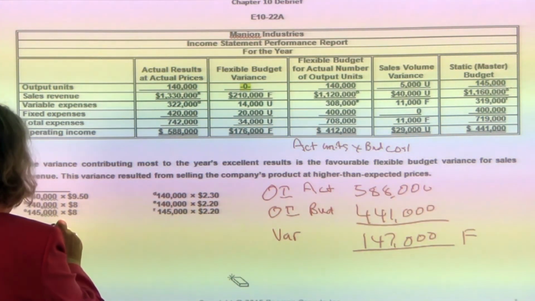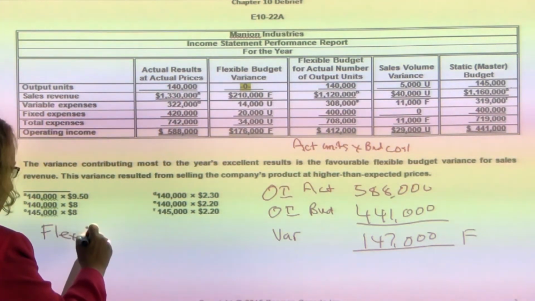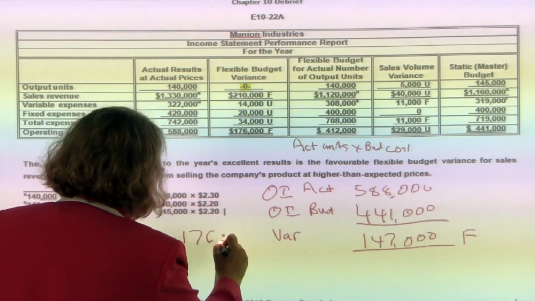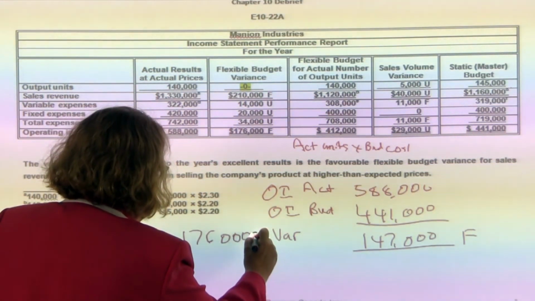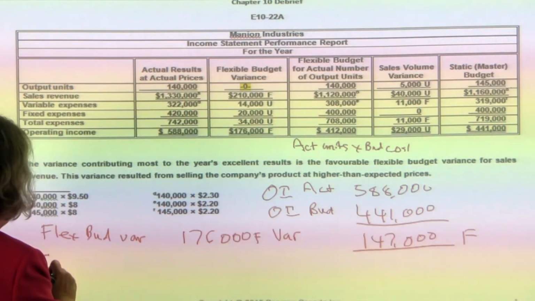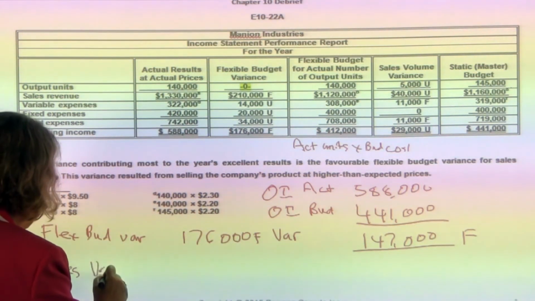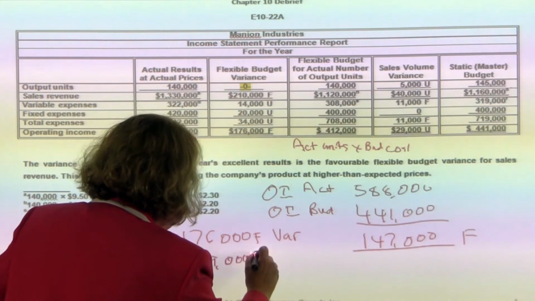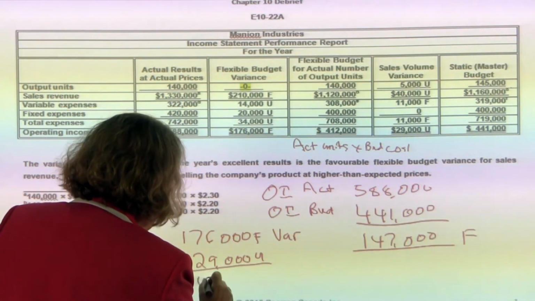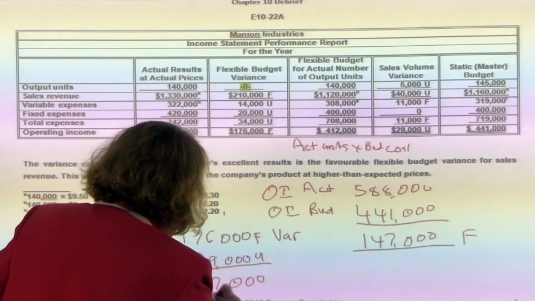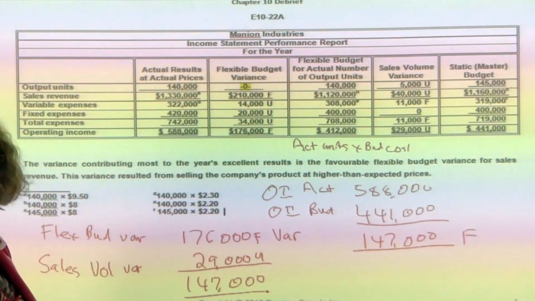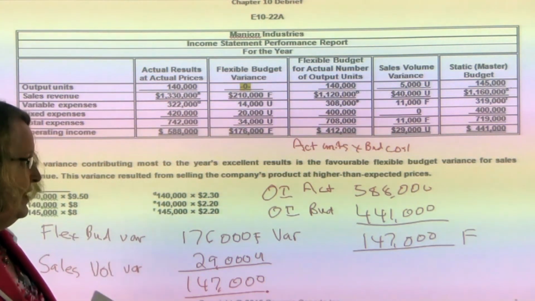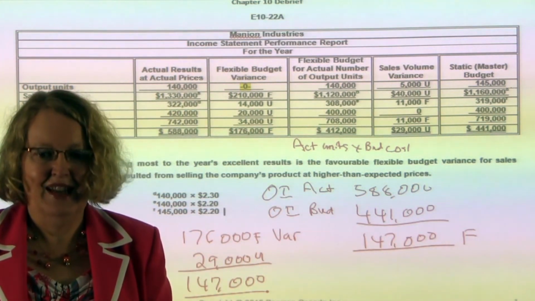So just to summarize, our 147,000 favorable variance overall is actually made up of two components. You have your flexible budget variance of 176 favorable. Then you have your sales volume variance of 29,000 unfavorable. So the difference is your 147. So that's how you're explaining the total variance that the company has experienced in its actual sales compared to static. So that concludes problem 10-22.